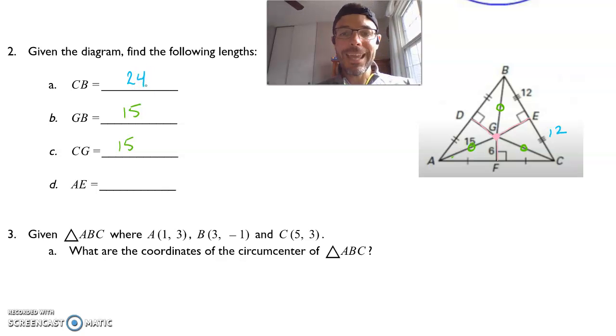For AE, we have to take a little bit of a leap of faith here, so I'm going to tell you to assume in this case, and you can't always, but I'm giving you permission to in this problem, assume that A, G, and E are all collinear. If we make that assumption, we should be able to identify what the length of AE is. Go ahead, press pause, and write that down.